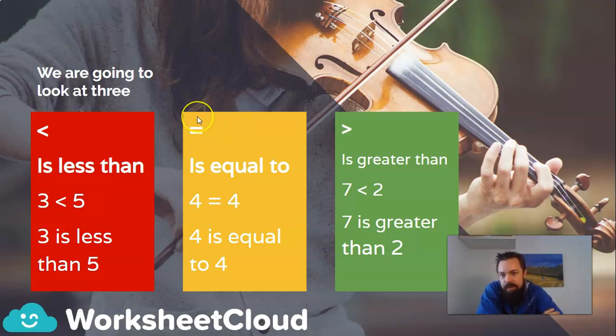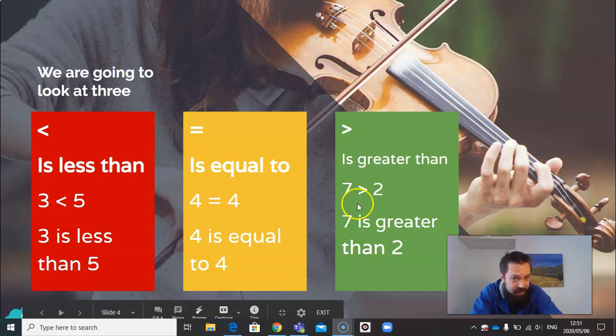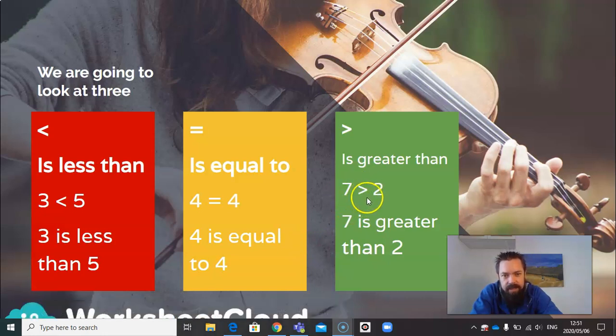The equals one might seem a little bit silly. I'll go into that in a moment. But we read that as is equal to, so 4 is equal to 4. That's how we read it. So this means it's the same. And this one we read as greater than, so 7. Oh, I've got the wrong sign there. I'm going to put it. Magic, it's fixed. So this is the correct one, and it says is greater than. So we read this, 7 is greater than 2.